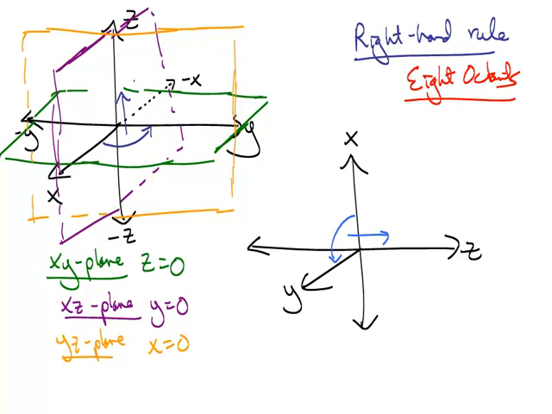Where everything is positive, we have octant 1. So where x, y, and z are all positive, that's octant 1. And then I'm not going to try and draw in here, I'll just get too messy, but as we move around the way we normally do in the xy plane, we go to 2.